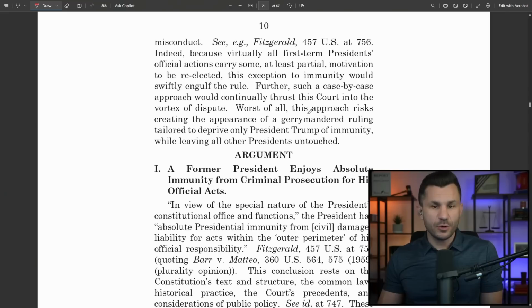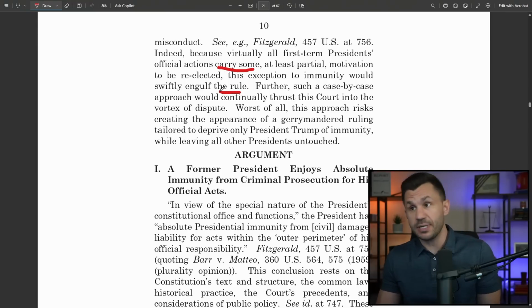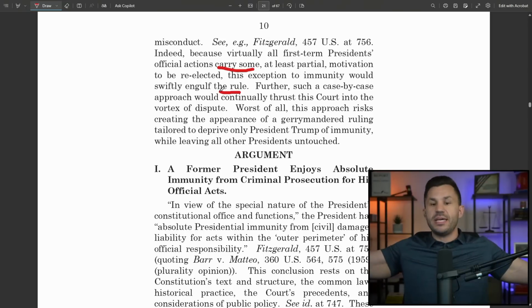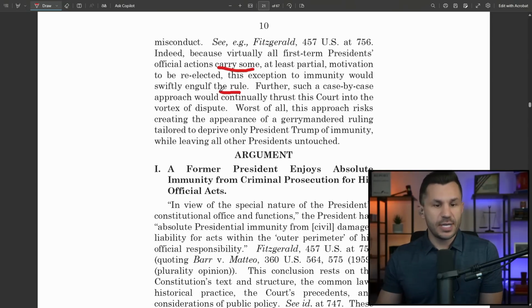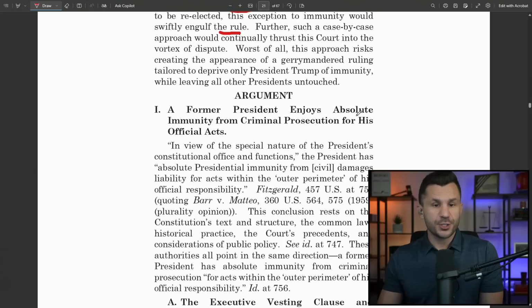And indeed, because virtually all first-term presidents' official actions carry at least some partial motivation to be reelected, right? Every president in his first term is taking every official act with an eye towards reelection. So how do you separate the meat from the meat sauce? Further, such a case-by-case approach would continually shove this court right into the middle of these complexities, and this approach risks creating the appearance of a gerrymandered ruling tailored to deprive Trump of immunity while leaving all of the other presidents untouched.